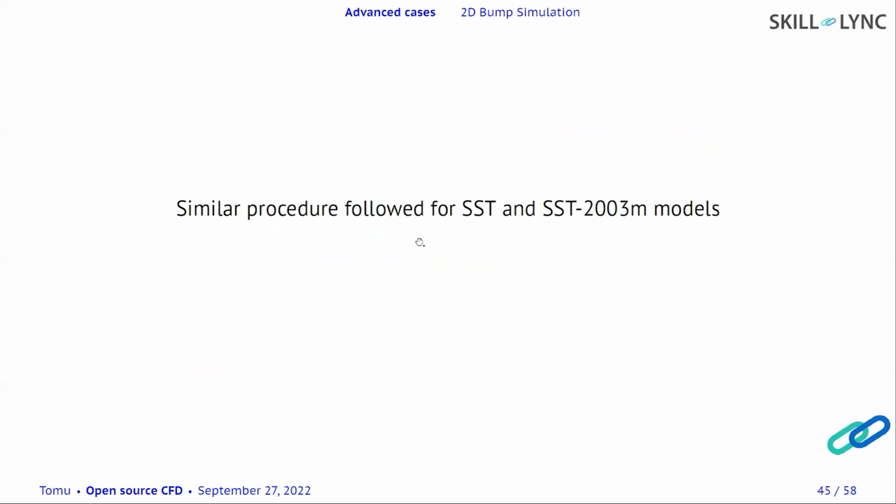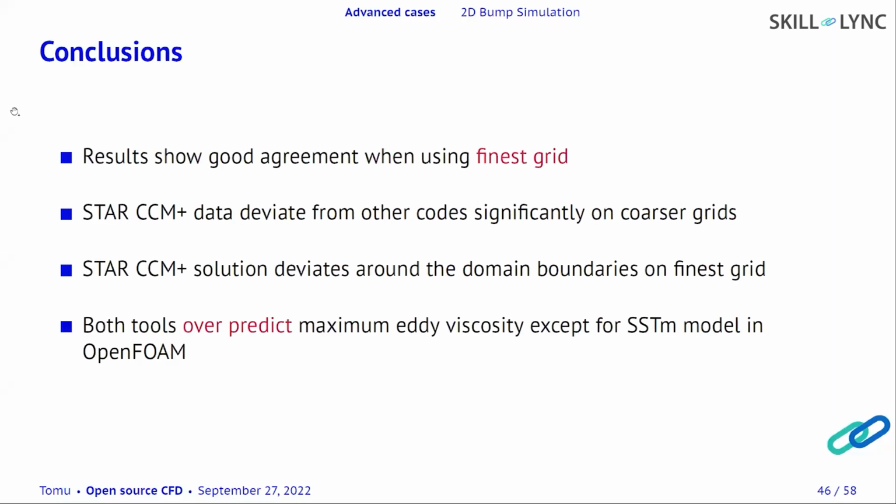Now the same procedure is followed for the other 2 turbulence models, the SST and SST 2003M. Now finally they have arrived at the following conclusions. As we saw earlier, good results are obtained only at the finest grid, and star CCM plus data deviates significantly on coarser grids. And also star CCM data is showing some divergence at the domain boundaries, even when we are using the finest grid. And both the tools predict the maximum eddy viscosity value.